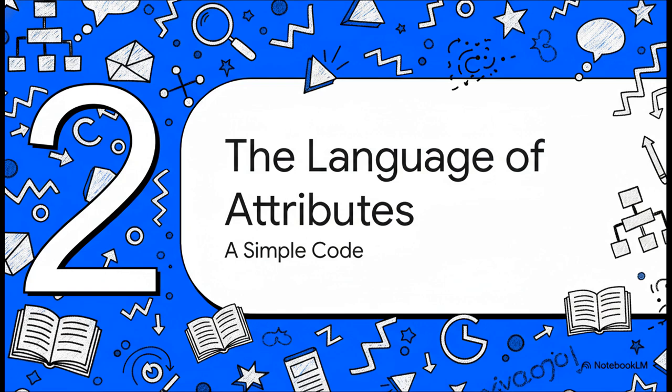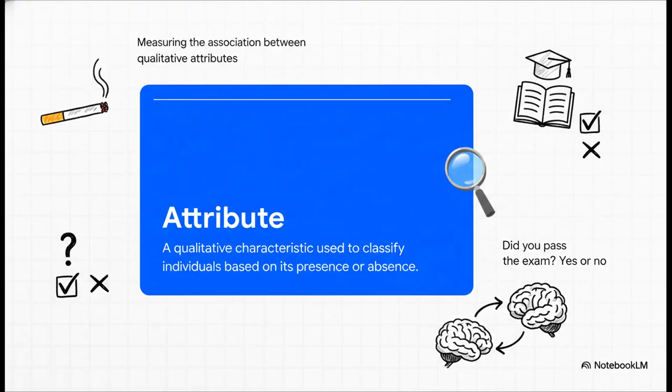So let's learn the basic vocabulary for talking about these attributes. It's actually pretty simple. The core idea here is the attribute itself. It's really just a quality that a person or thing either has or it doesn't. It's a straight-up yes or no question. Are you a smoker? Yes or no. Did you pass the exam? Yes or no. That's it.